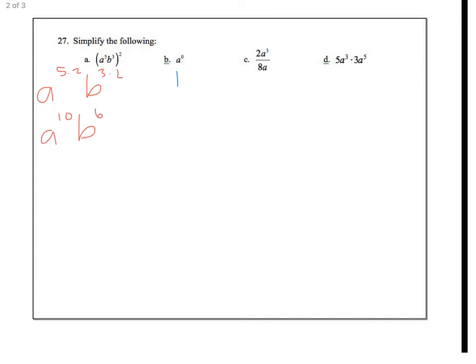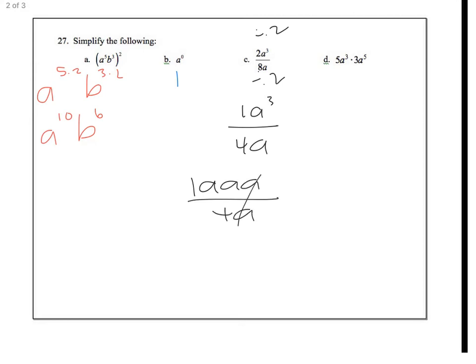For C, a couple things here. I can simplify the a's right away, but you should also simplify the 2 over 8. For 2 over 8, I can divide 2 by 2, and I can divide 8 by 2. So that leaves me with 1a cubed over 4a. And now I can deal with my a's. So I have 3 a's on top, and I have 1 on the bottom. So this one I actually like expanding out. Works nicely. You see 1 will cancel. I'm left with 1a squared over 4. You can always drop the 1 if you want to.